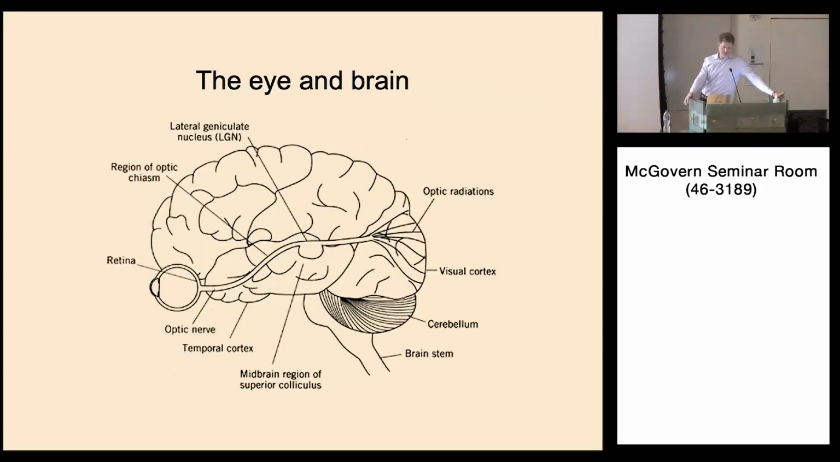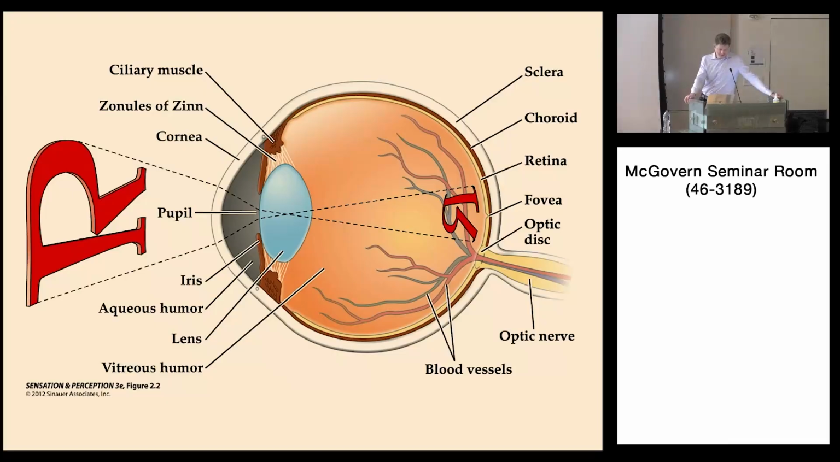All right, so this is a big picture of your visual system, a sideways view of the brain. So we've got your eyes here. Light comes in, forms an image on the back of your eye. Electrical signals are carried by the optic nerve to the LGN, or lateral geniculate nucleus, which is the part of the thalamus that carries visual signals, and then from there projects to the visual cortex, which is a large part of your cortex.